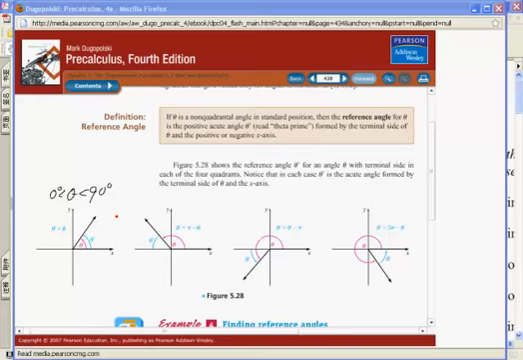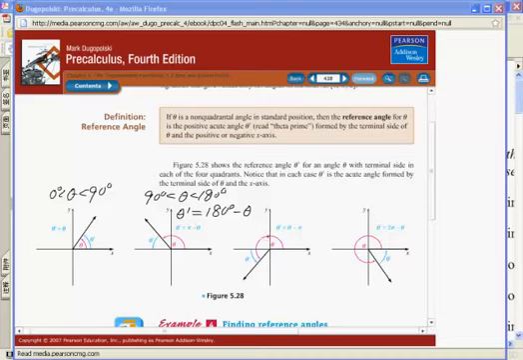Now, if your angle is between 90 degrees and 180 degrees, then the reference angle of this angle is equal to 180 degrees minus theta. So theta prime, the reference angle, is equal to 180 degrees minus theta, or say pi minus theta.